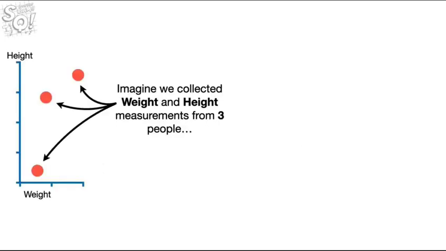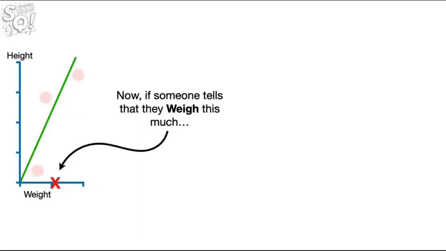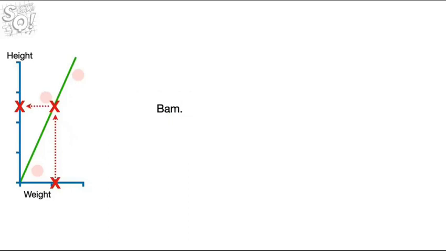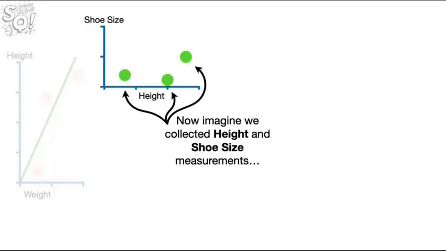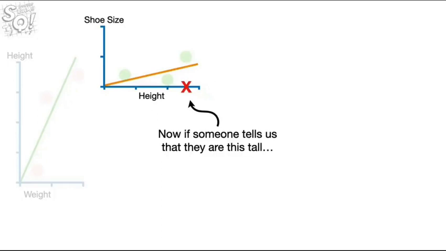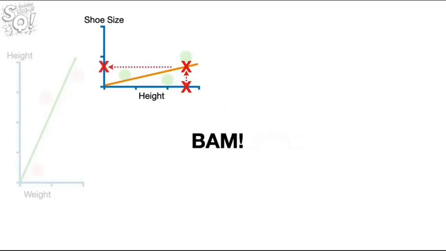The chain rule. With a super simple example. Imagine we collected weight and height measurements from 3 people, and then we fit a line to the data. Now, if someone tells us they weigh this much, we can use the green line to predict that they are this tall. Bam! Now imagine we collected height and shoe size measurements, and we fit a line to the data. Now if someone tells us that they are this tall, we can use the orange line to predict that this is their shoe size. Bam!